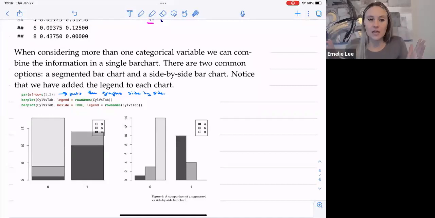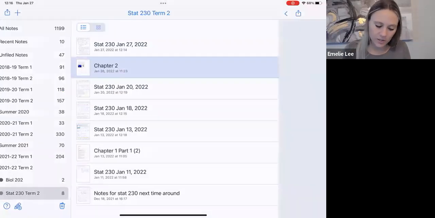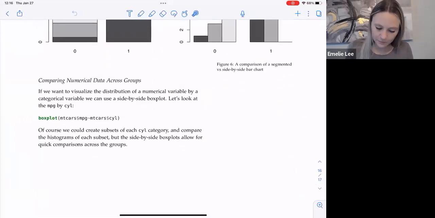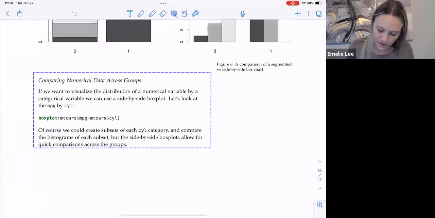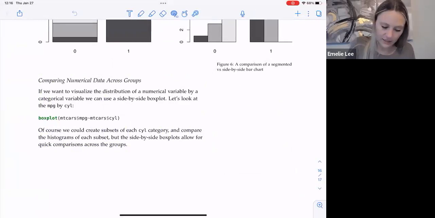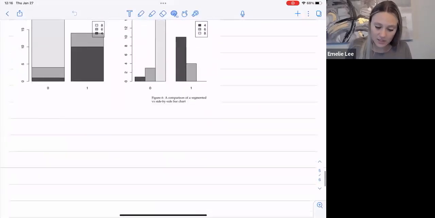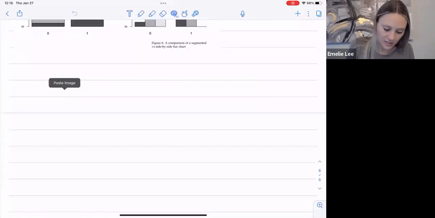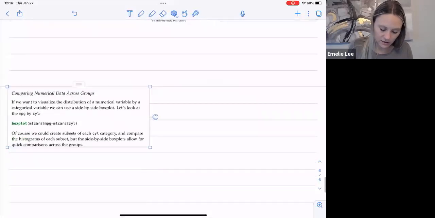The other option is, what if I have a numerical variable and I want to consider it across a categorical variable, so across some groups? Then we can look at side-by-side box plots, which is the easiest way to do that.